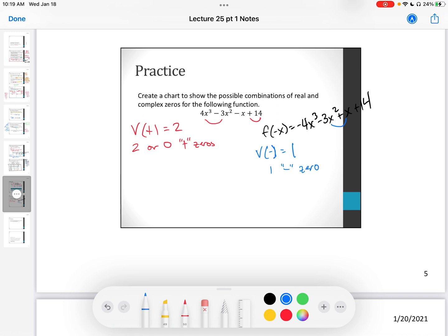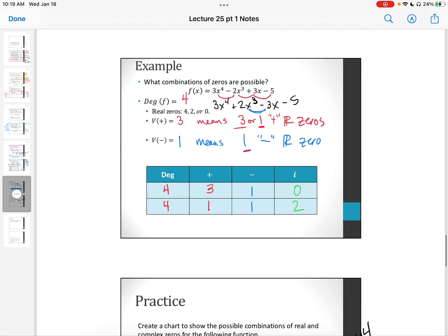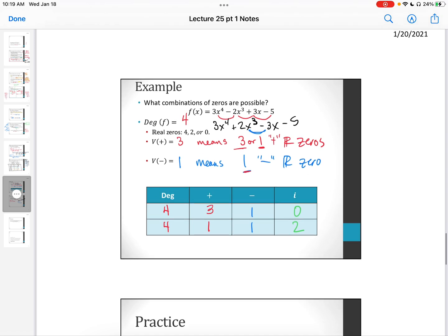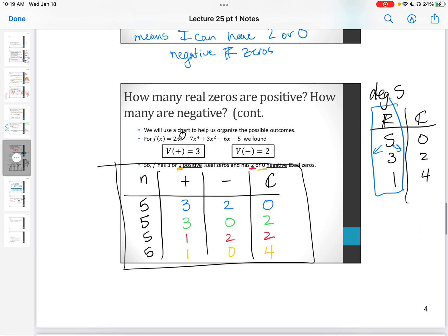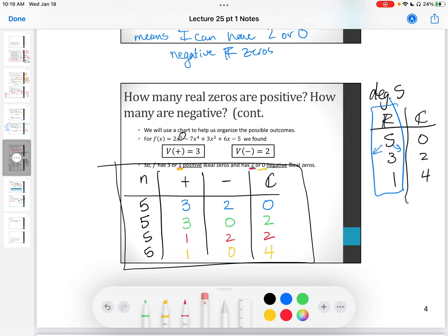If you want to figure out how many rows you need to have in your chart, you can look at multiplying how many options you have. So 2 options times 1 option means I'm going to have just 2 rows. That's the same for the one above. We had 2 options and 1 option. If you look at this one down here, we had 2 options and 2 options.